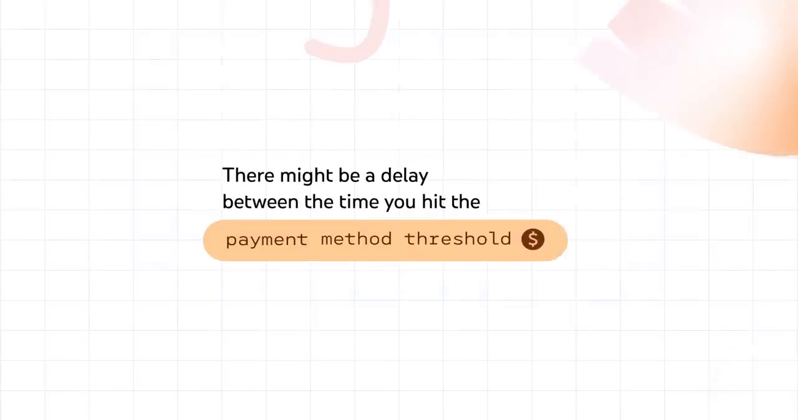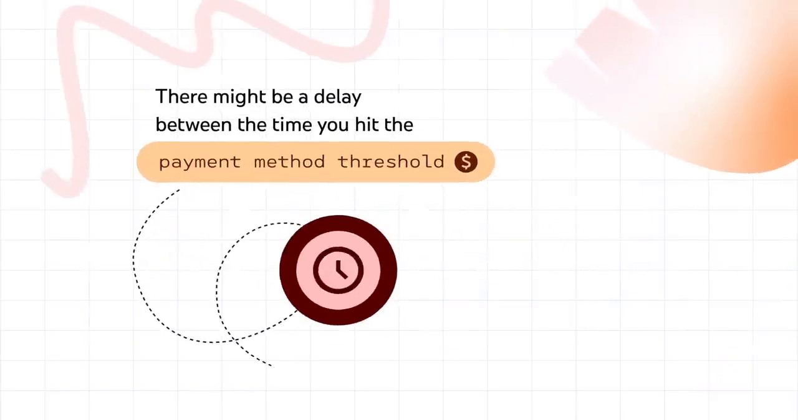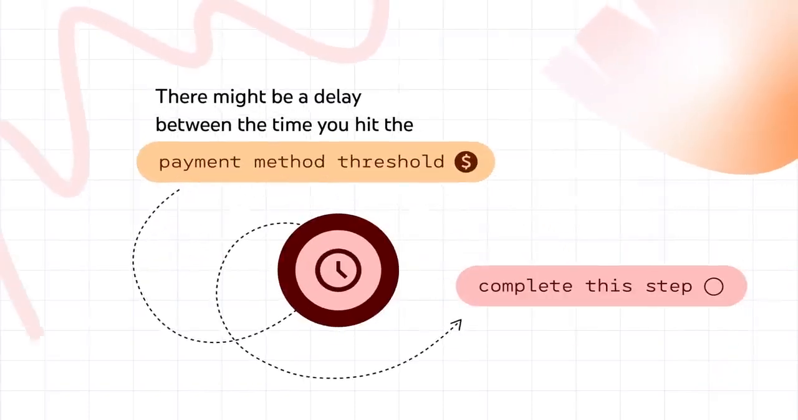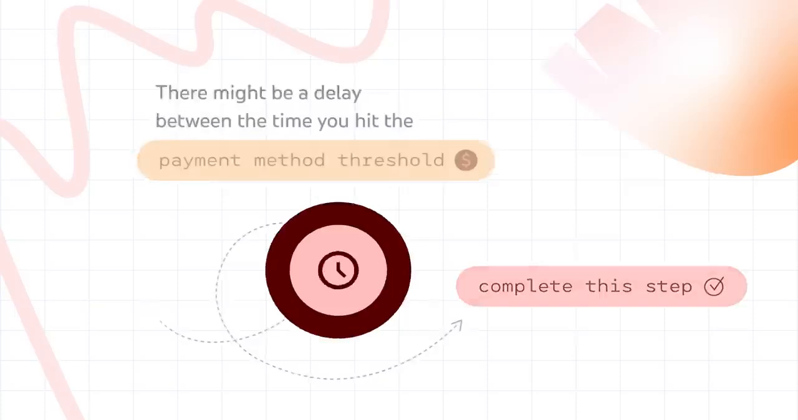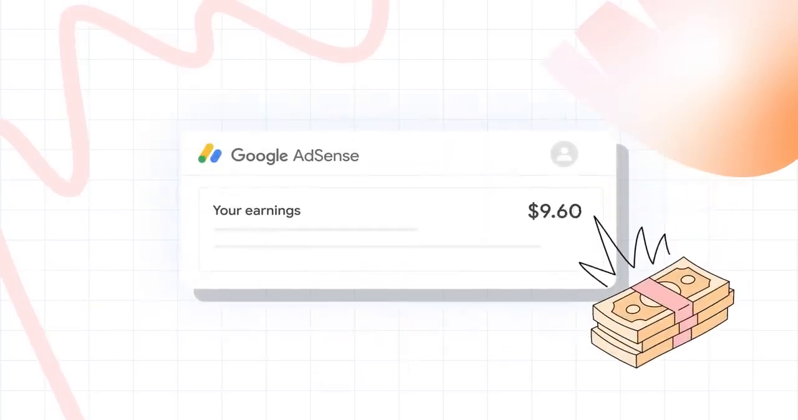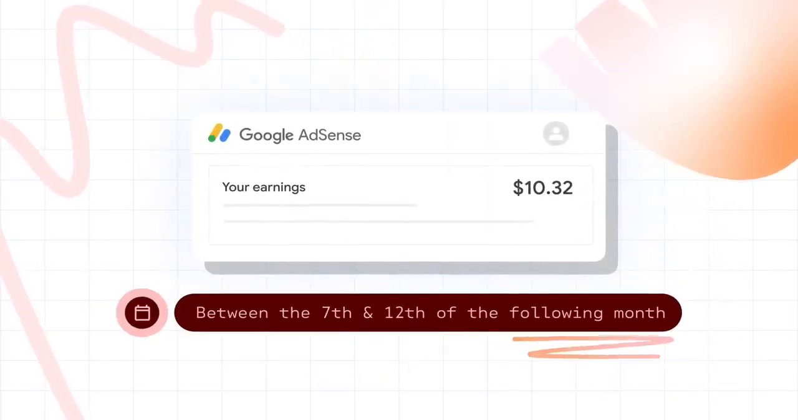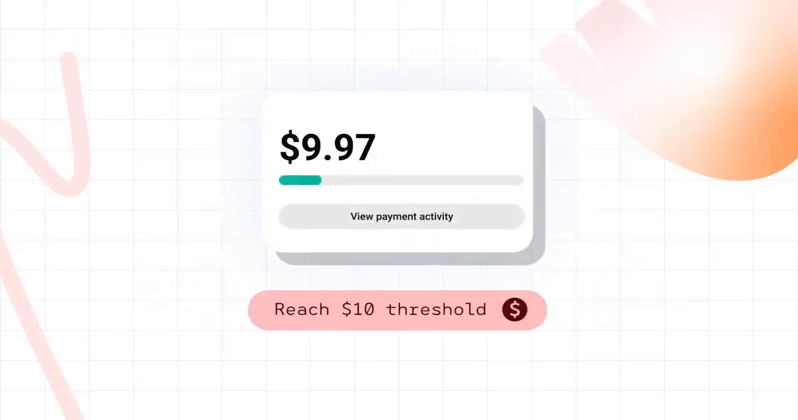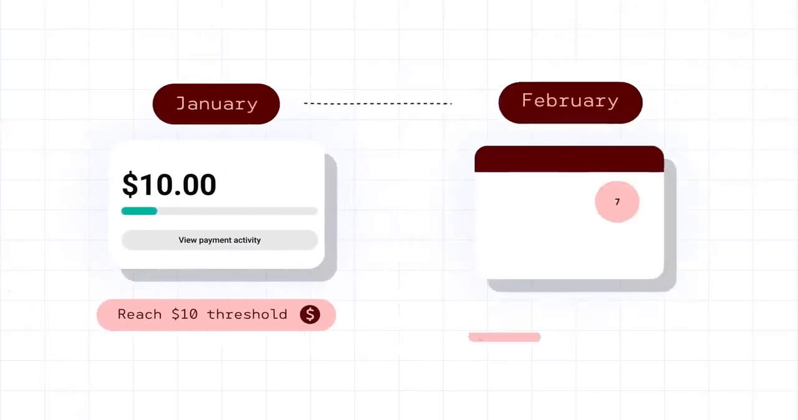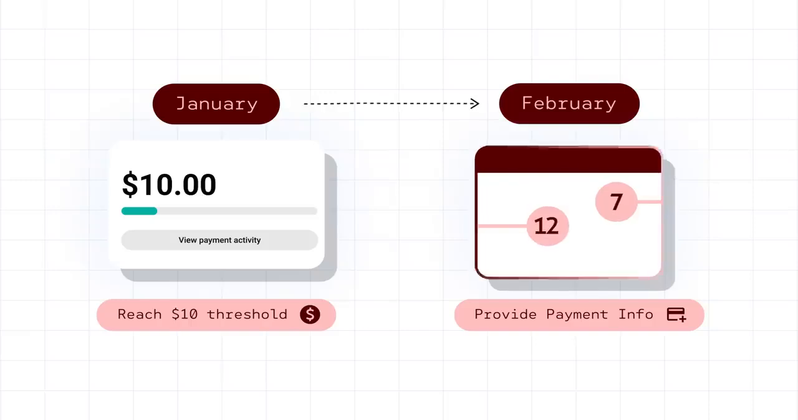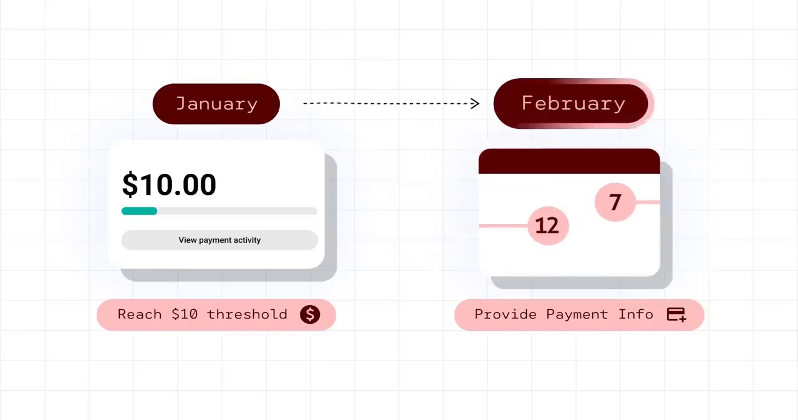Note that there might be a delay between the time you hit the payment method threshold and the time you're able to complete this step, because your earnings first need to be added to your AdSense for YouTube account, which happens between the 7th and 12th of the following month. So if you reach the $10 threshold in January, you won't be able to complete this step until between the 7th and 12th of February.